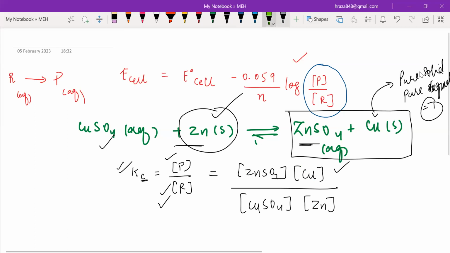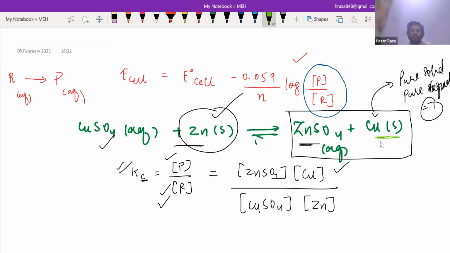But I told you that pure solid, the one which is present in solid state or liquid state, I'm covering both parts. Here only solid state is present. But if it is in pure liquid state also, you are going to neglect it. Basically, its value is 1, so we don't show it. So the final expression will be ZnSO4 upon CuSO4. Are you getting my point now?